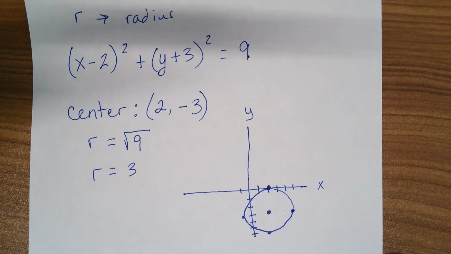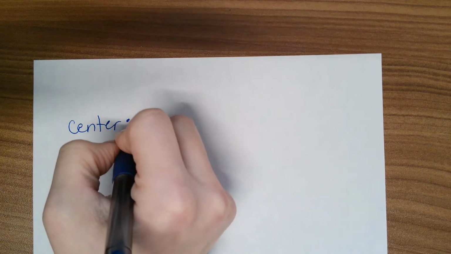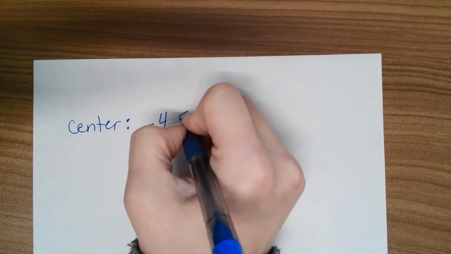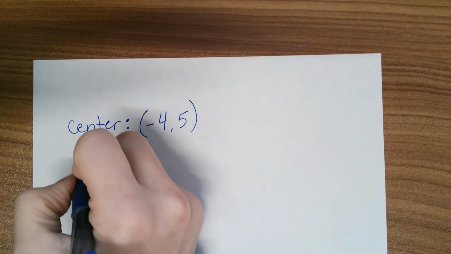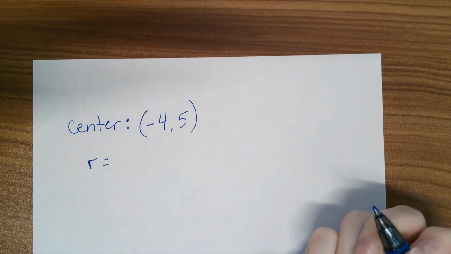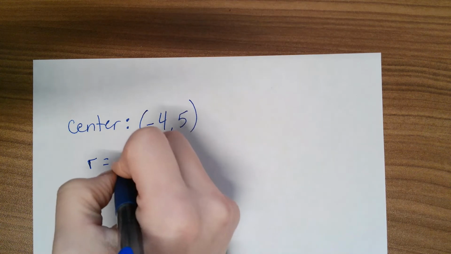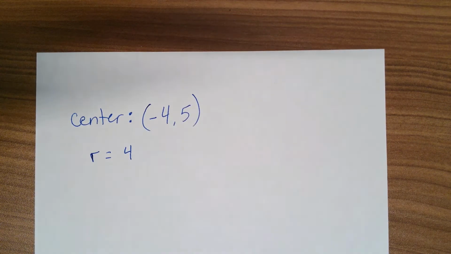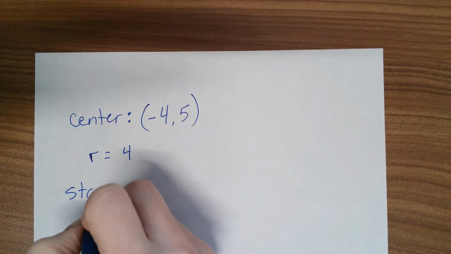All right, so now let's go the other way. Let's say I have the center and I have the radius and I want to write the standard form of the equation. So let's say I know that my center is, how about, negative 4, 5. And my radius is 4. And I want to write the standard form of the equation.